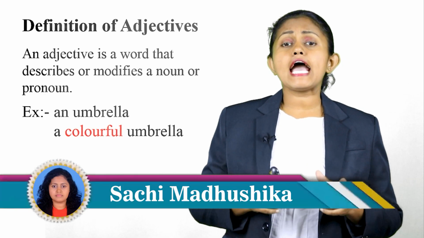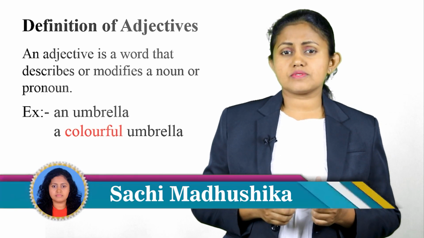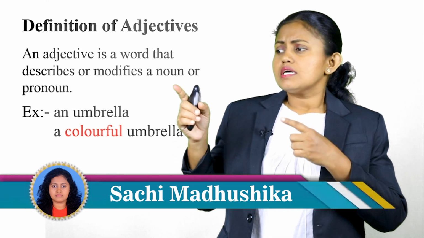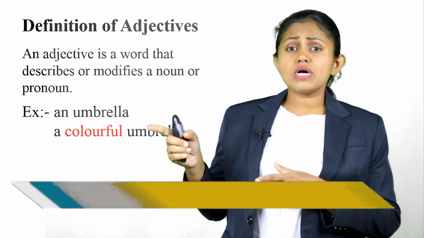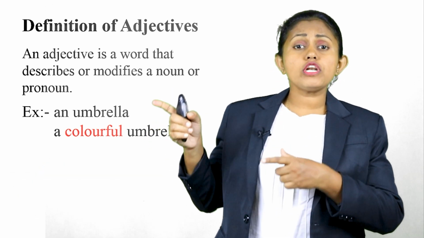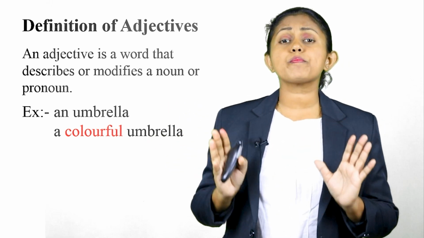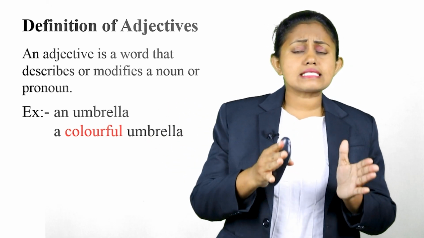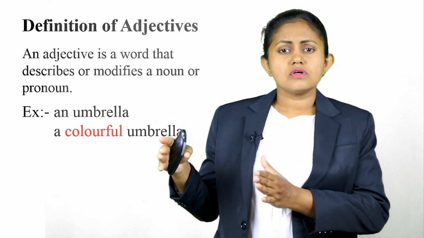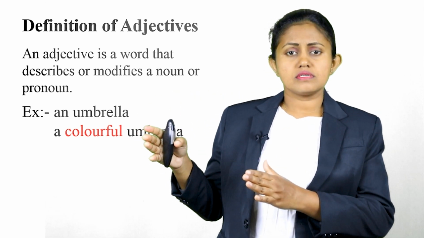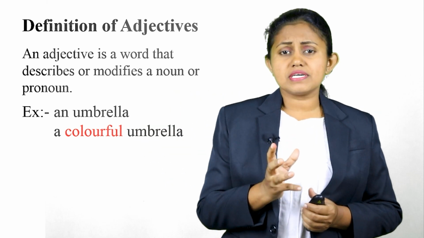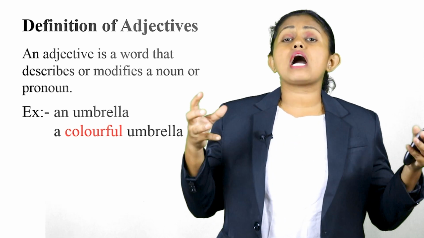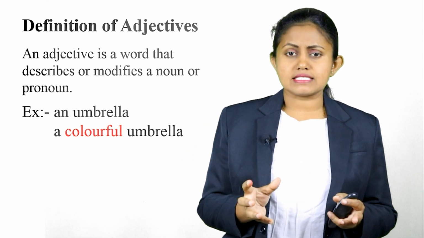From the beginning, we have to learn what adjectives are. So let's see what adjectives are. An adjective is a word that describes or modifies a noun or a pronoun. So from an adjective we can describe a noun or a pronoun. If I say it in other words, using adjectives we can add more colors to our sentences.